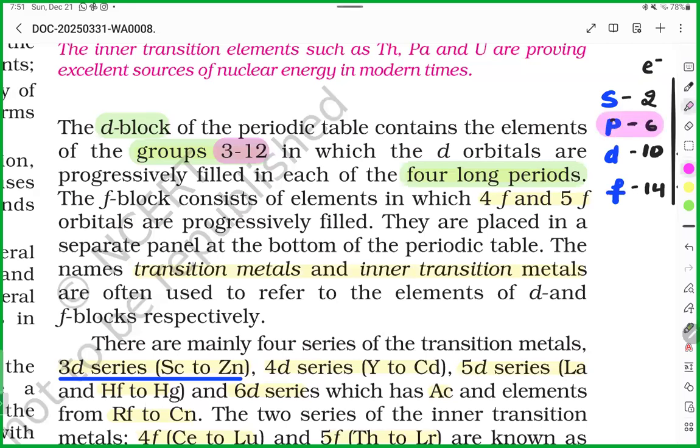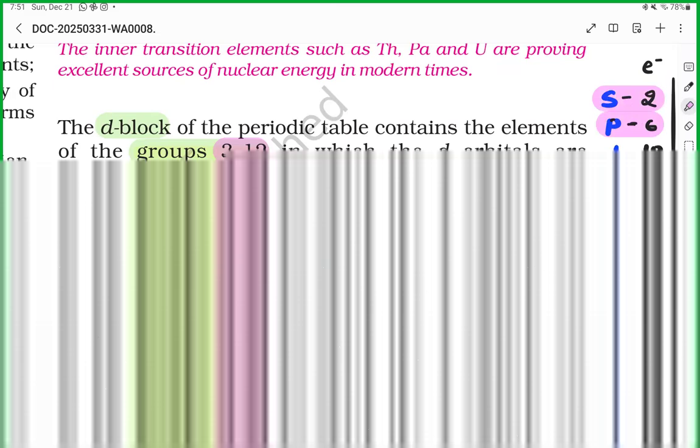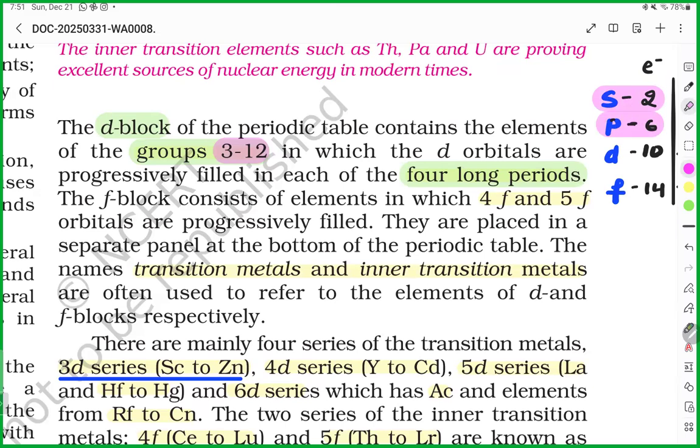What is 1 to 2? Sir, S block. So 1 to 2 is S, 13 to 18 is P. So in between is the D block. Because it is present between S and P, that's why it is known as transition, in between, right? Transition in between. Any doubt?